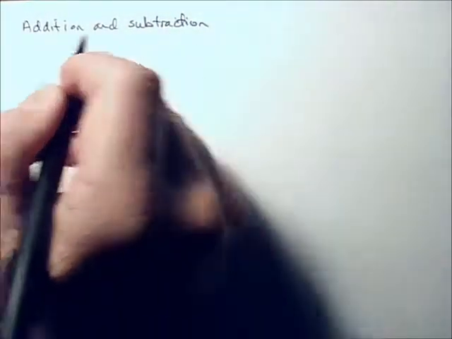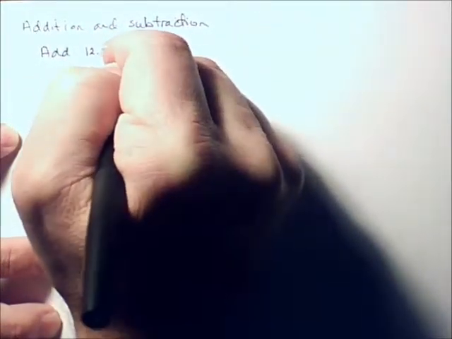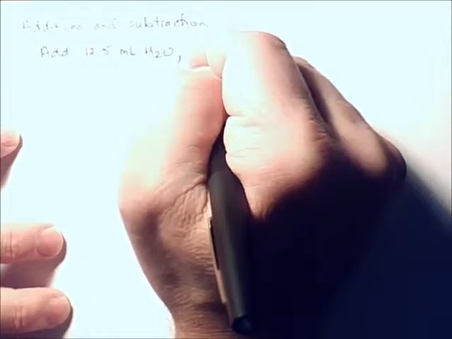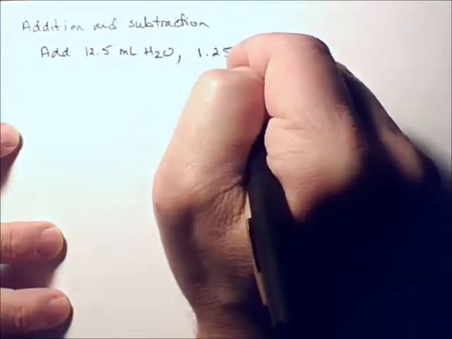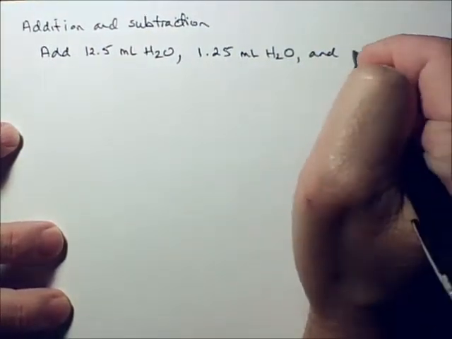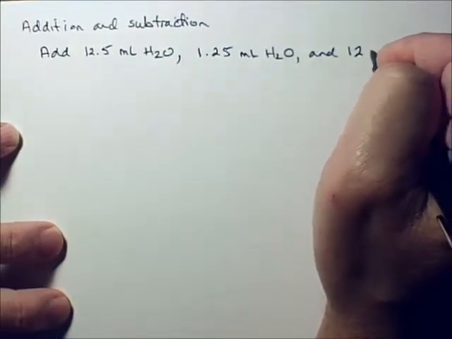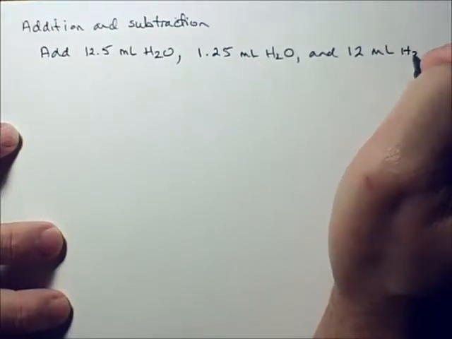All right. So addition and subtraction. Let's say we're going to add these numbers. Let's just do milliliters of water: 1.25 milliliters of water and 12 milliliters of water. About that.